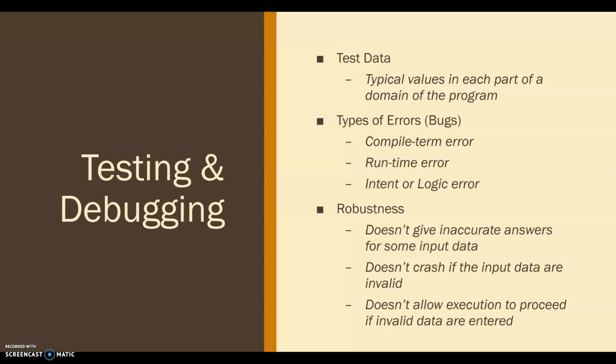Robustness means the program doesn't give inaccurate answers to some input data. It doesn't crash if the input data are invalid. For example, if you are asking the user to put in an integer and instead they type a word. If you ask them to put in a 2 and you're expecting a numerical 2 and they type TWO, you don't want the program to crash. Instead, you want to give them an appropriate error message that says they need to enter a number or an integer. And it doesn't allow execution to proceed if invalid data are entered.